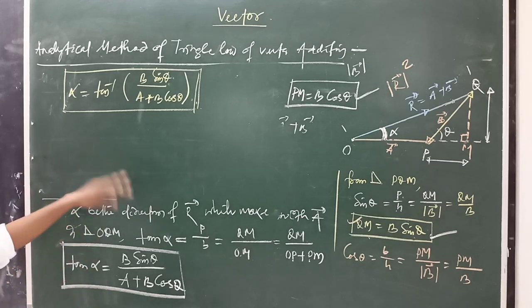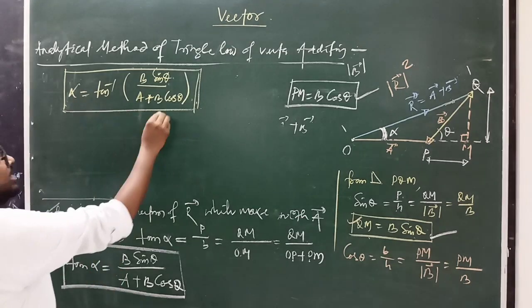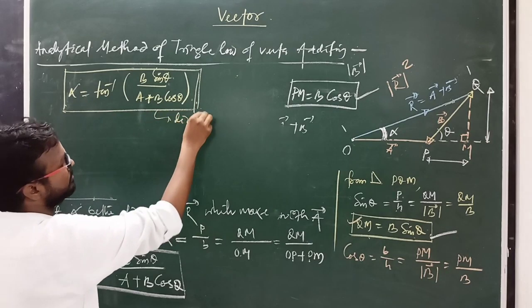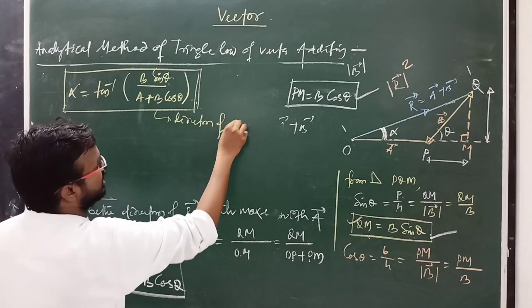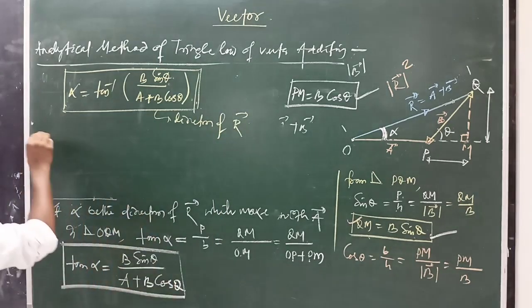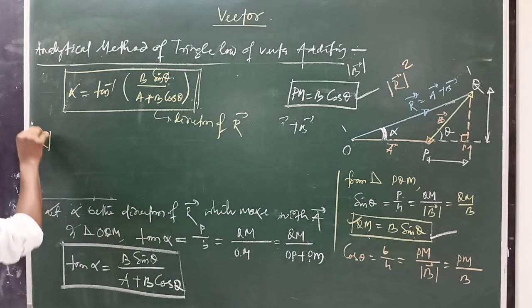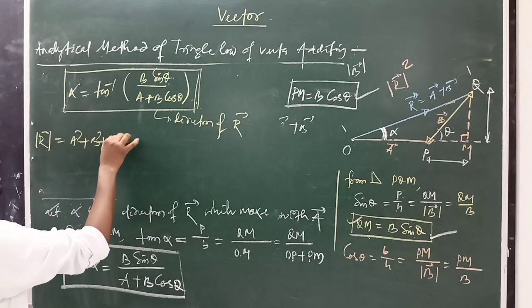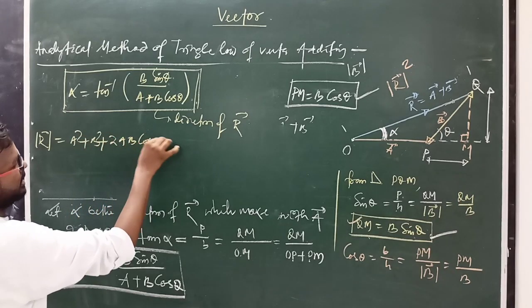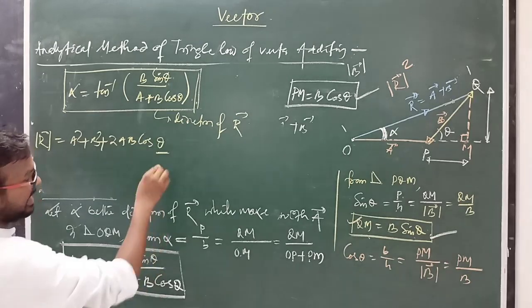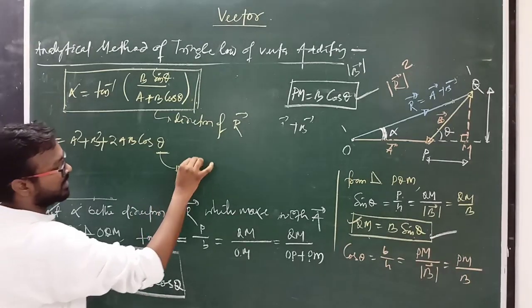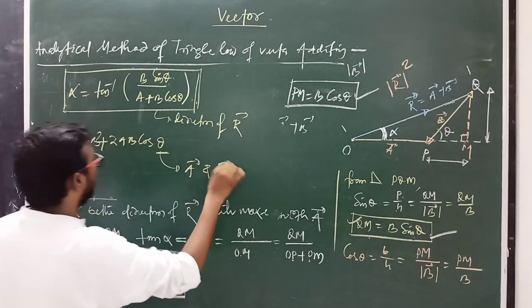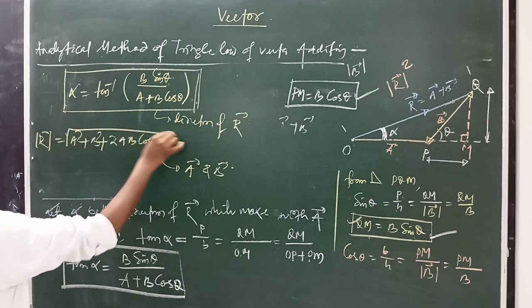This is all about the direction of the resultant vector, and its magnitude we already know. Its magnitude is equal to the square root of A square plus B square plus 2AB cos theta. What is theta? Theta is the angle between A vector and B vector. Clear?